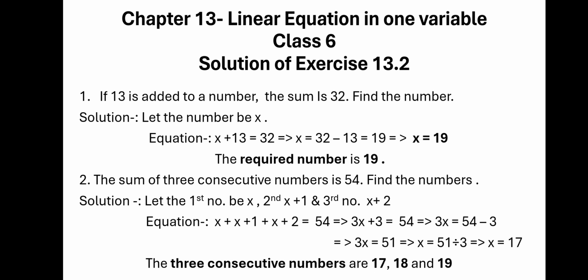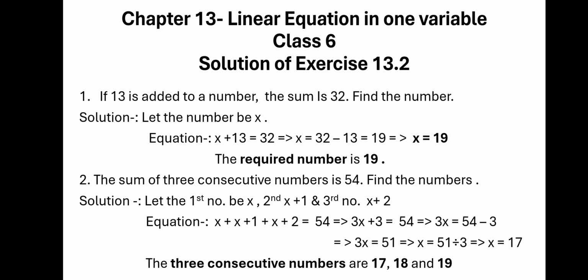And the third number will be x plus 2, because it will be the smaller number. If it is x, then there is a difference of 2 between that number and the third number from it. So therefore, when you form the equation, we have to add it as x plus 1 plus x plus 2. Some of the students take only x plus 2 equal to 54. Then they will get wrong answer, because they have said the sum of 3 consecutive numbers.